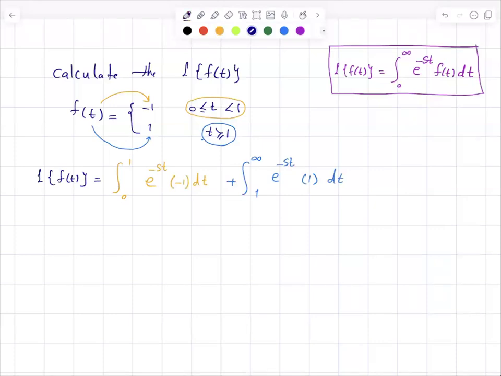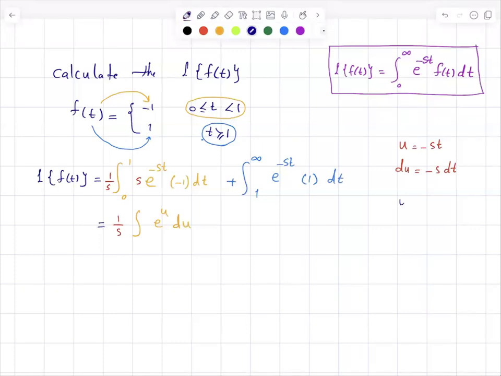The Laplace is equal to, here you can basically take the negative sign and use the method of u sub. So let us remember that for the first integral, let u be negative st, du is equal to negative s dt. So basically you're going to multiply this by 1 over s times s. So you're going to use du. So the first integral can be written as 1 over s times the integral of e to power u du. I'm going to do the same thing for the second integral.